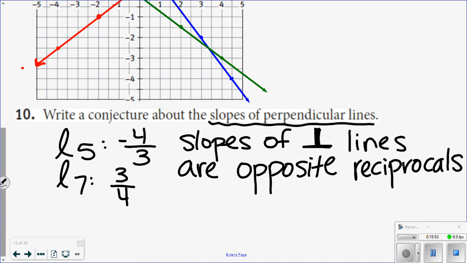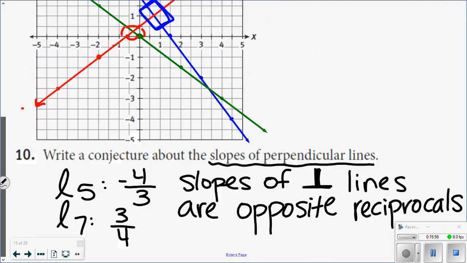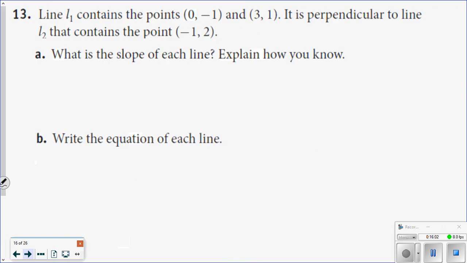So for question 11, I'm going to help you come up with examples. Oh, let's go back. Maybe I took out question 11. All right, we're going to skip question 11. Jump to 13. That means I've skipped it in the past. Question 13. We have a line that contains the points 0, -1, and 3, 1. And it's perpendicular to line 2 that contains the point -1, 2.